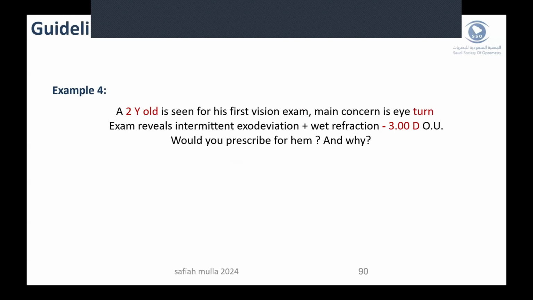Again, another case, a 2 years old, seen for his first vision exam. Again, main concern is eye turn. So we find that he has intermittent exodeviation, but with refraction giving us -3 diopter, both eyes. So would you give the child glasses?